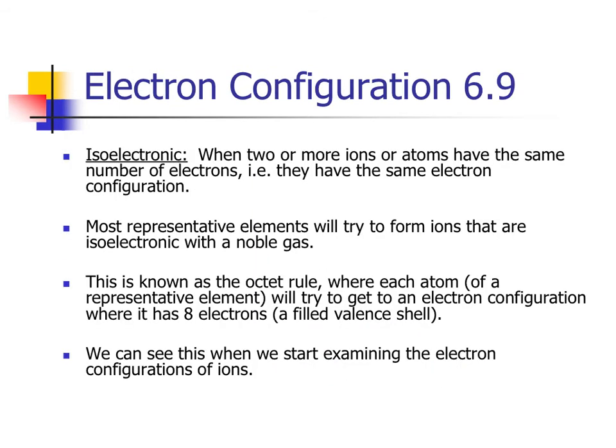Sometimes atoms gain or lose electrons to gain what is called a noble gas configuration. This is what drives chemical reactions. It is the elements trying to gain or lose electrons to achieve the same electron configuration as a noble gas. Again, they are trying to achieve 8 electrons in their outermost shell.